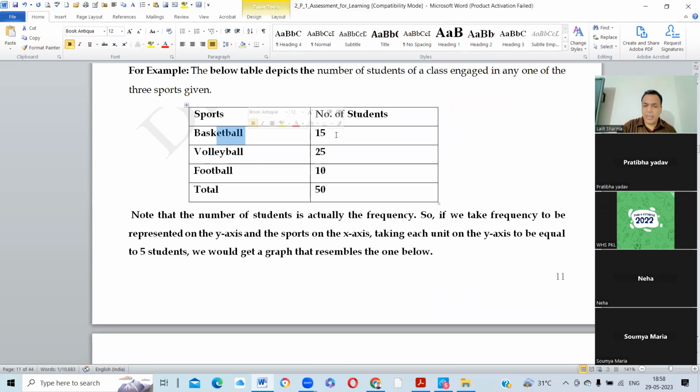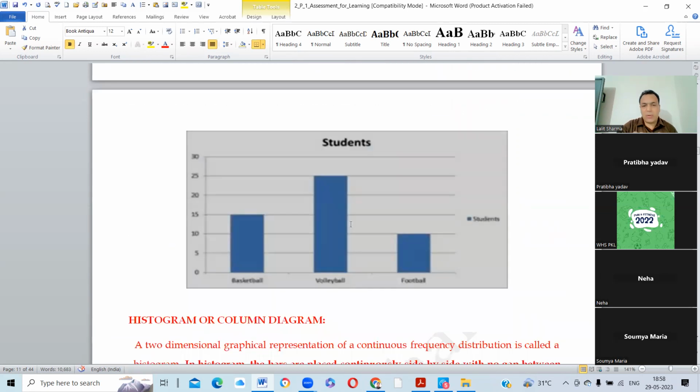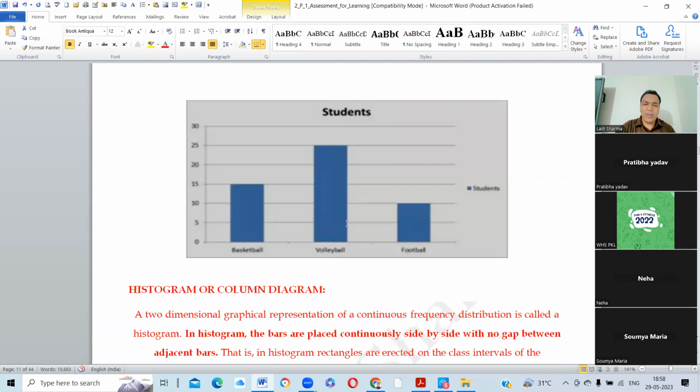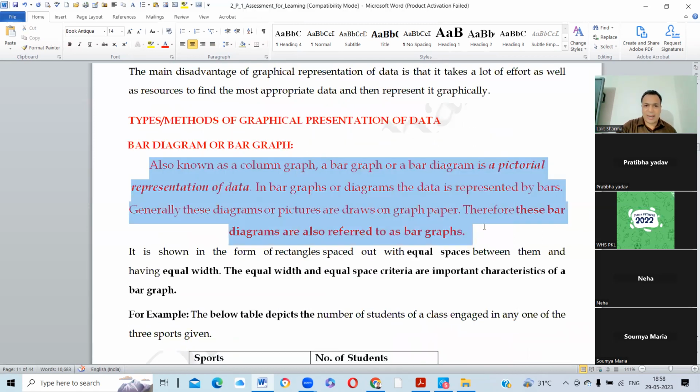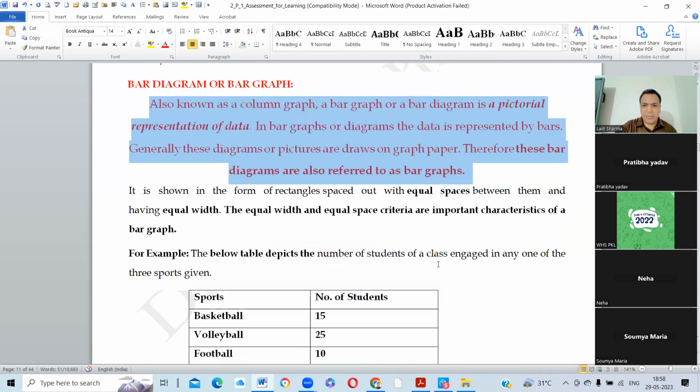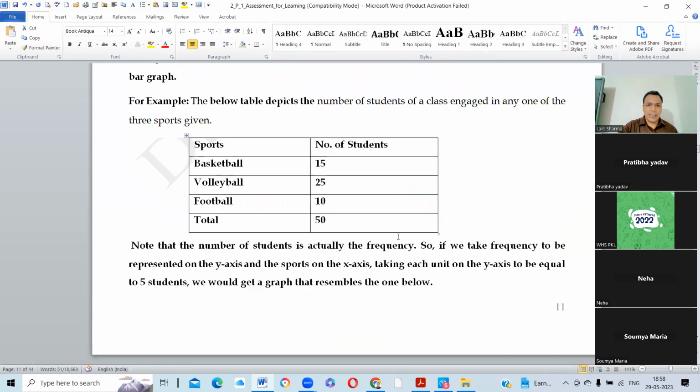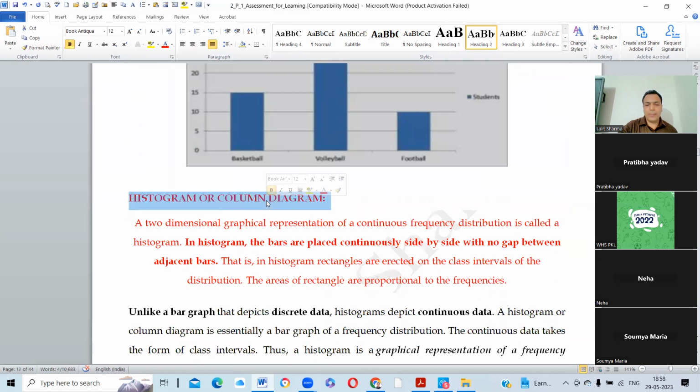These are sports: basketball number of students 15, volleyball number of students 25, football number of students 10, right? Now this is numerical data, so I have presented it in the form of a graph, so it is easy to decode. So we have come to know that basketball is this one, volleyball this, football this. This thing you have to learn. Bar diagram or bar graph is also called the column graph, and it is a pictorial representation of data. In a bar diagram or graph, the data is represented by bars.